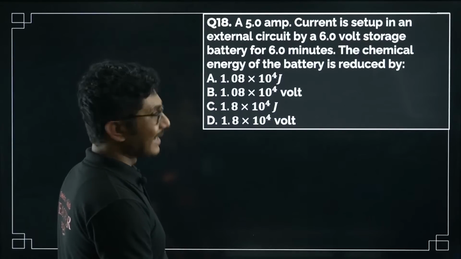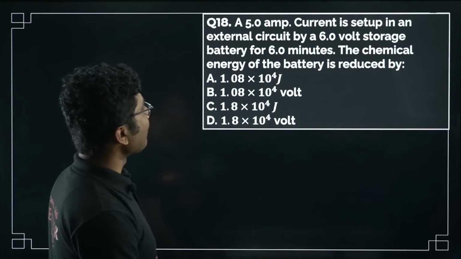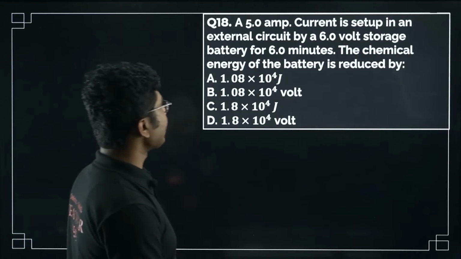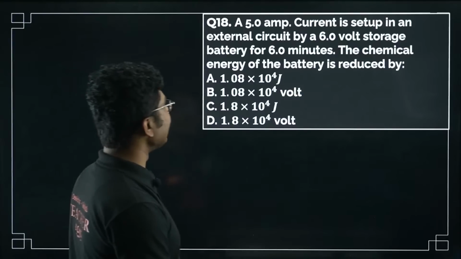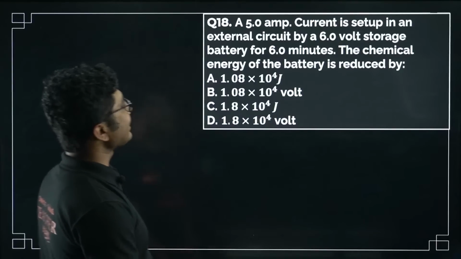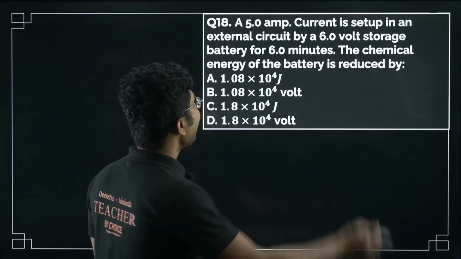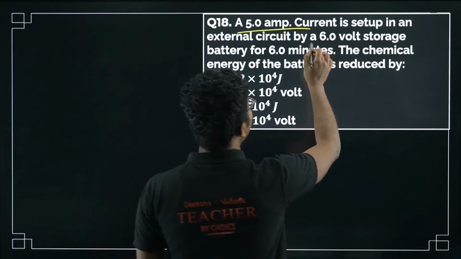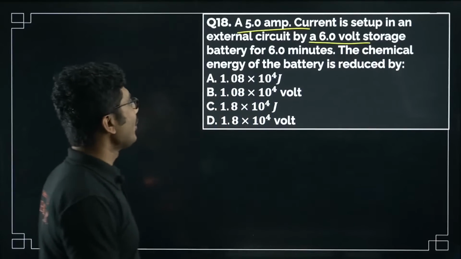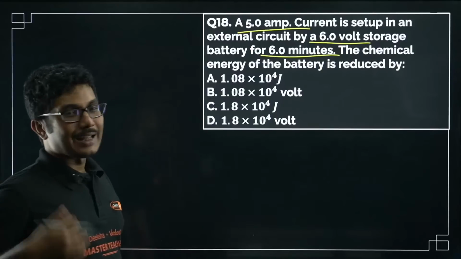A 0.5 ampere current is set up in an external circuit by a 6 volt storage battery for 6 minutes. The chemical energy of the battery is reduced by? Very interesting question. It is not a chemistry question, this is a physics question. Current is 0.5 ampere, voltage is 6 volt, and it is running for 6 minutes. So what is the chemical energy reduced?